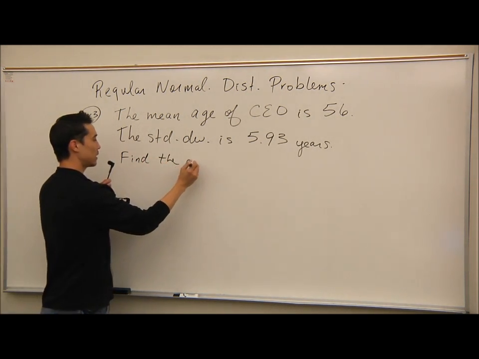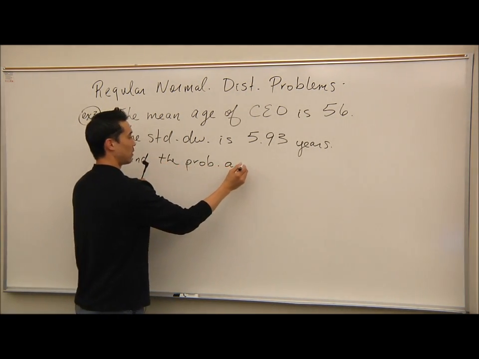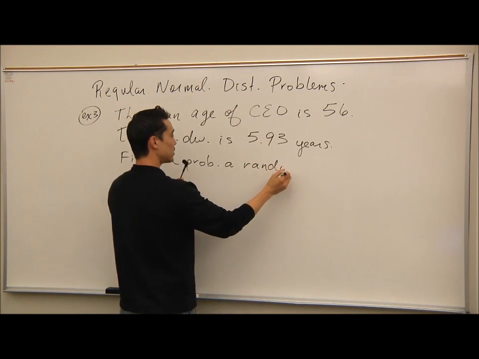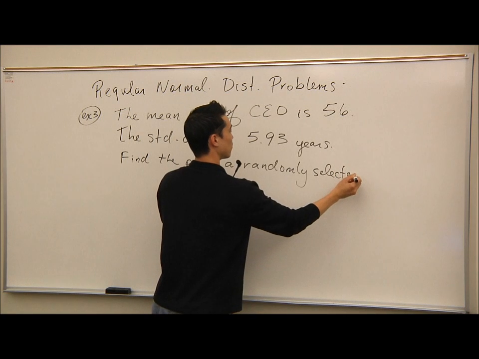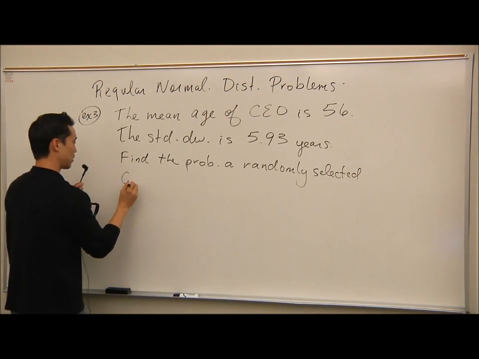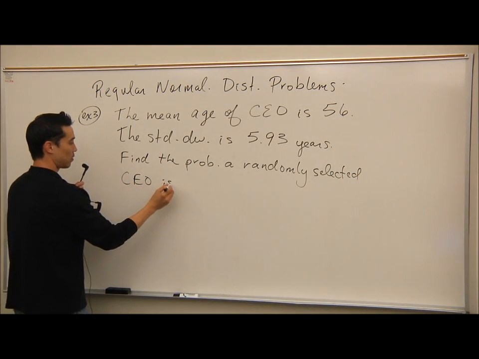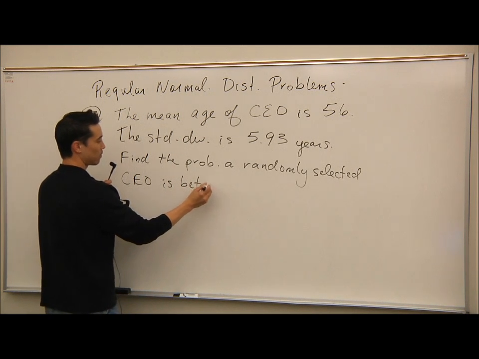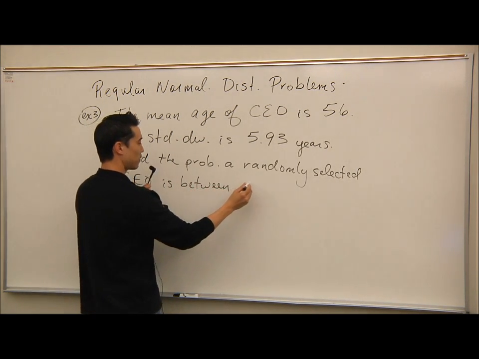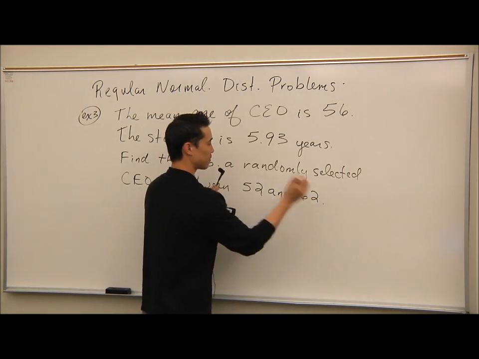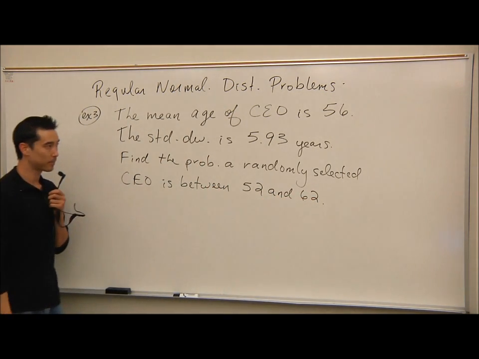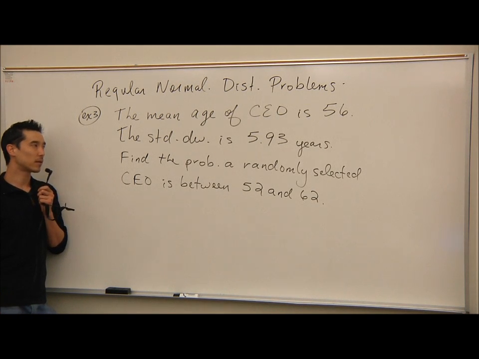All right. Find the probability a randomly selected CEO is between 52 and 62. Okay? So let's all draw this one together.